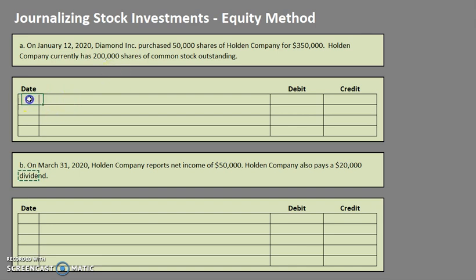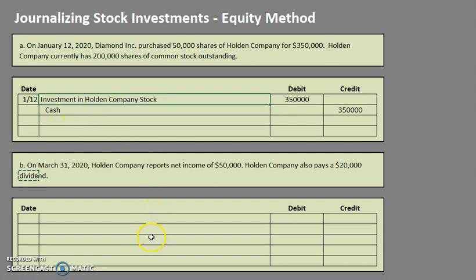So let's take a look at that first one. On January 12th, we are purchasing an investment in Holden Company stock, and we are paying $350,000. And our credit will be to cash, showing that our cash is going down. Remember, debit to investment in Holden Company stock, since it is an asset, debit to make it go up, credit to cash to make cash go down.